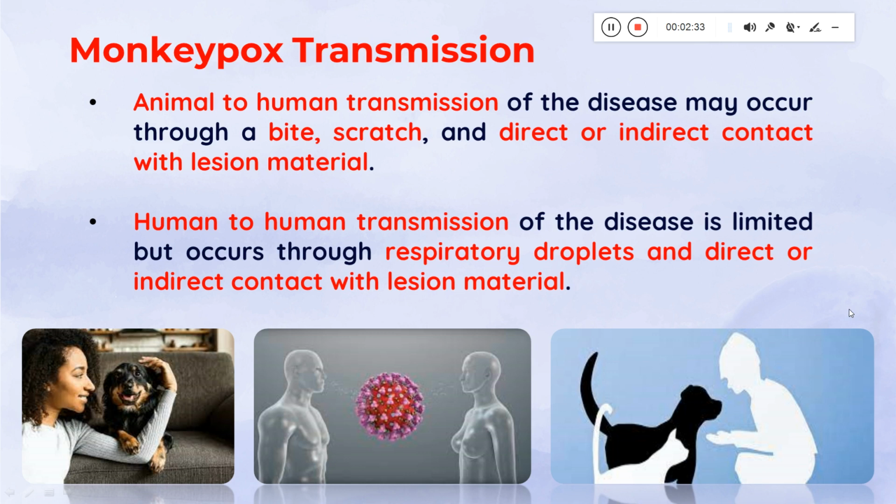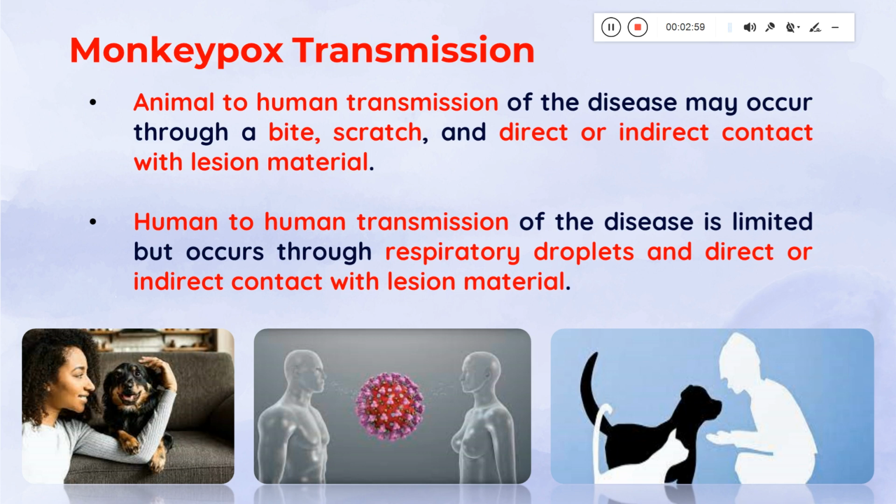So how does this transmission happen, okay? How can this virus transmit from one person to another? As I told you, the host can be both humans and animals, so they can transmit to one another. It can be by direct contact or by indirect contact. Like if you have some lesions on your skin and you touch some animal which is infected by monkeypox, then through the lesion, the virus can enter your body.